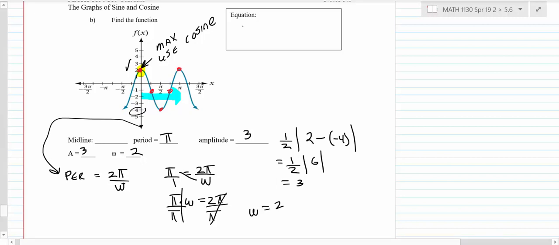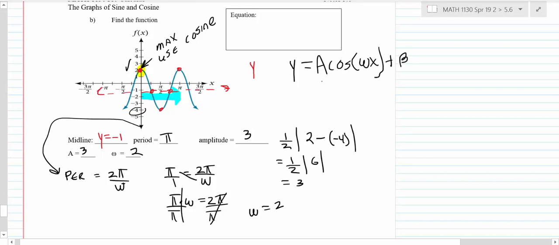The midline on this one would be going right through, that's just half the distance from the min to the max, so that would be y equals -1. Okay, so when you put the final answer together, we're looking at y equals A cosine omega x plus b. Okay, the amplitude was 3. Omega we got was 2. Now all you got to do is figure out how this thing changed.